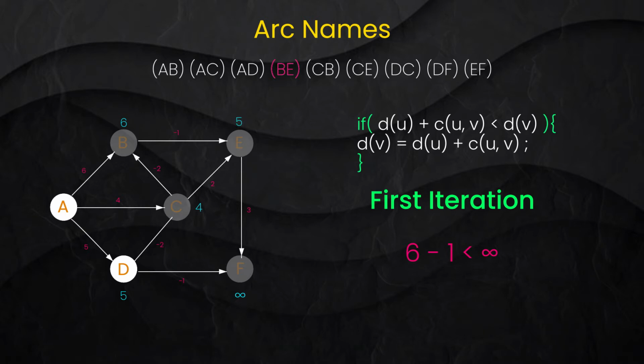Next one is the arc CB. So the distance of C is 4 and cost of C to B is -2. So 4 minus 2, that is 2. Again, you will be considering CE. So distance of C is 4, and cost of C to E is 2. So 4 plus 2, that is 6. So you will not be updating this because 6 is greater than 5. So 5 is the minimum. You will not be updating this.